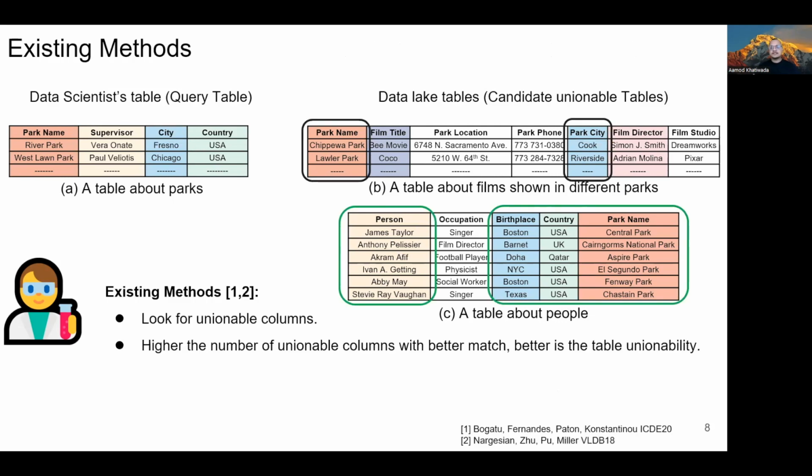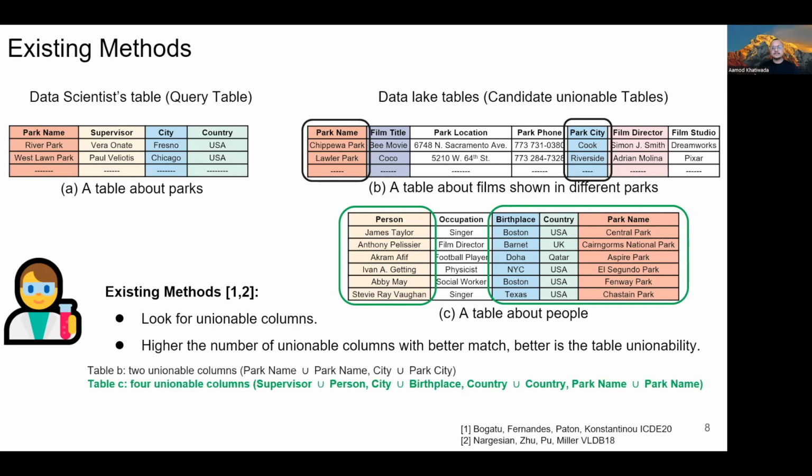Now there are existing techniques that perform table union search over data lakes. They generally look for the number of unionable columns with better match between the query table and the candidate tables. For example, table B has two unionable attributes with table A. Here, park name can be unioned with park name and city can be unioned with park city.